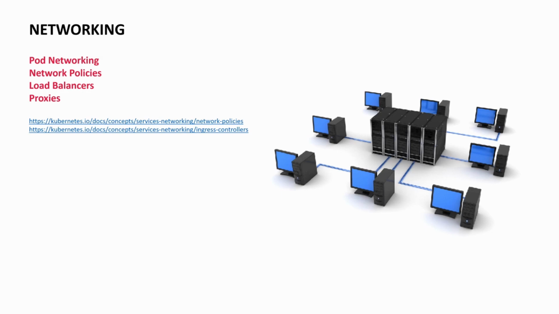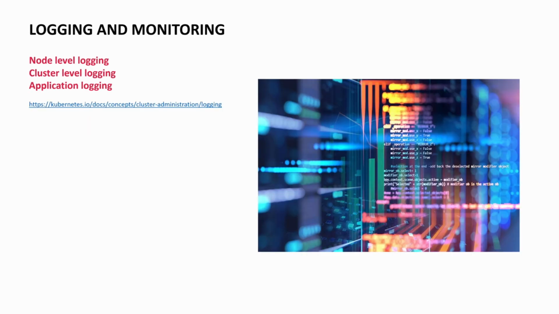Load balancers and proxies are important. That's where the ingress controller and ingress object come in. Logging and monitoring. Node level logging, cluster level logging, application logging. It is very important to know. You have to know how to use the kubectl commands to see the logging and understand the default monitoring of Kubernetes.